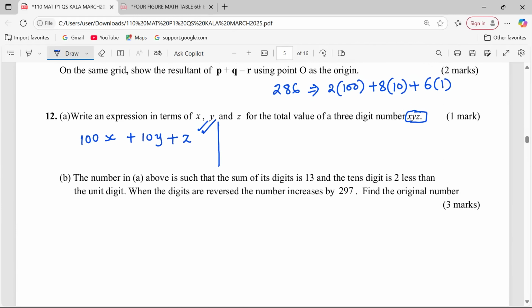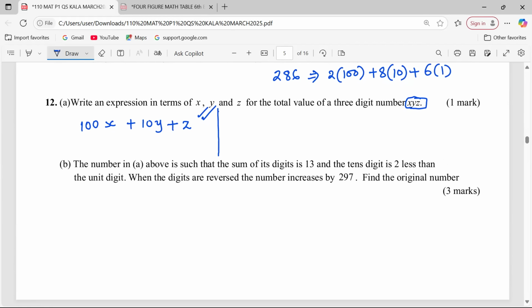Let me start interpreting at the space up there. Then we shall proceed with the space below. All right, the number is such that the sum of the digits is 13. So when we take X and we add Y, then we add Z, we are getting 13. This is one equation.